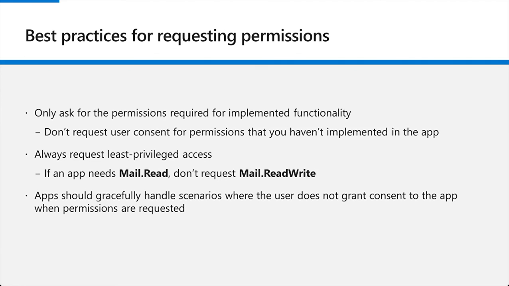Additionally, apps should gracefully handle scenarios where the user doesn't grant consent if it's required. So in the case where the app doesn't receive an access token with required permissions, it needs to explain the situation to the user with the options on how to fix it. Your app shouldn't just blow up. You should actually give an answer to the user gracefully and say, hey, if you want this app to work, you need to consent to the permissions.